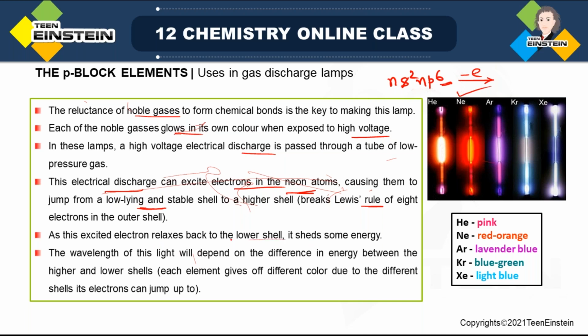And color will be basically observed when the excited electron relaxes back to the lower shell, it sheds some energy. So this wavelength of light will depend on the difference in energy between the higher and lower shell. So when we are changing the noble gas, that is helium, neon, argon, krypton, xenon, we can see different colors. So it depends on the difference in energy between the higher level and lower level. Each element gives off a different color because of the different shell where the electrons will jump up. Okay, so that is why different color for different gases. Now mostly for advertisement purposes, neon color is used, which is the most intense color. Okay, but all of these can generate this type of color in a gas discharge lamp.